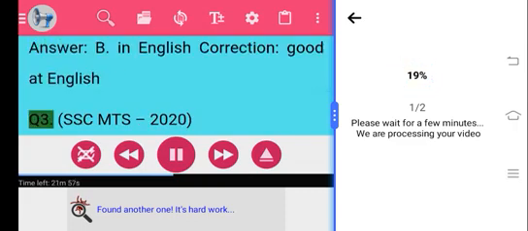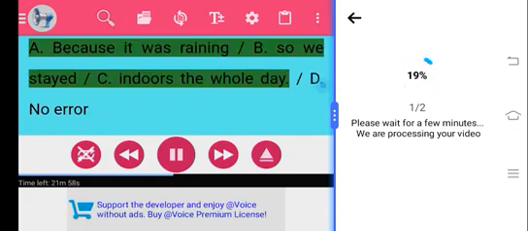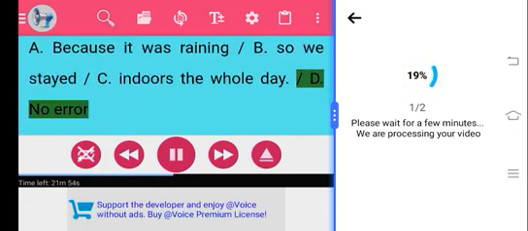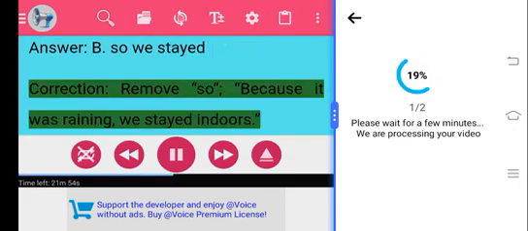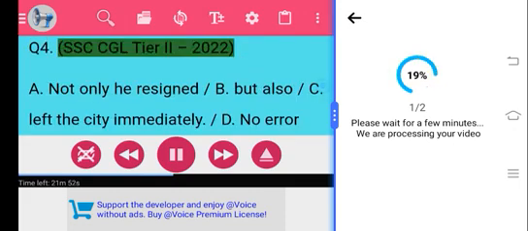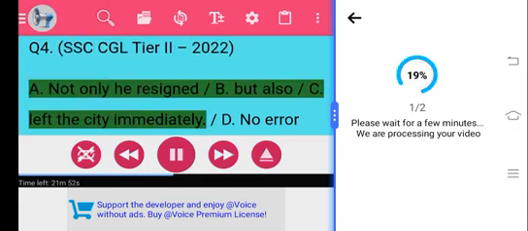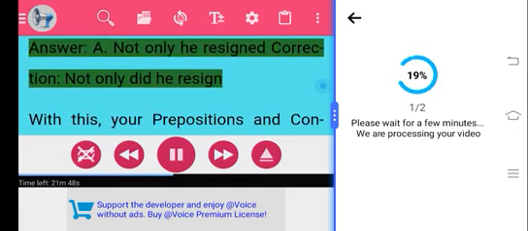Q3. SSC MTS 2020. Because it was raining B: so we stayed, C: indoors the whole day, D: no error. Answer: B, so we stayed. Correction: remove "so". Because it was raining, we stayed indoors. Q4. SSC CGL Tier 2 2022. Not only he resigned B: but also C: left the city immediately, D: no error. Answer: Not only he resigned. Correction: Not only did he resign.